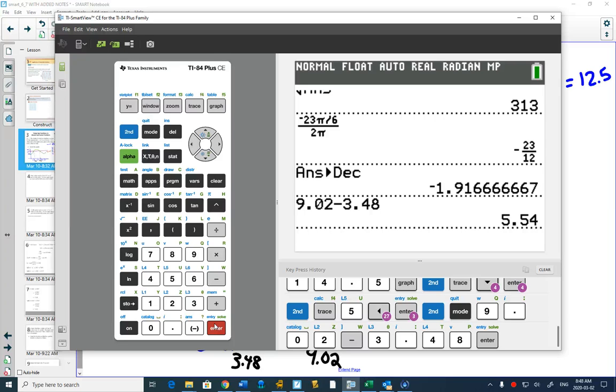Oh, so go back to your y equals. See how your plot is labeled? Go up to that plot. Highlight it. Yeah, and push enter to turn it off. And now go back to y equals. There you go. Now it should work.